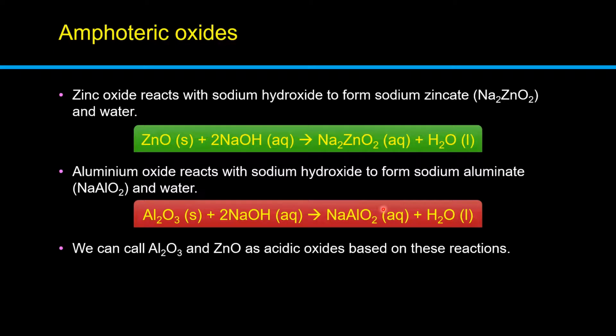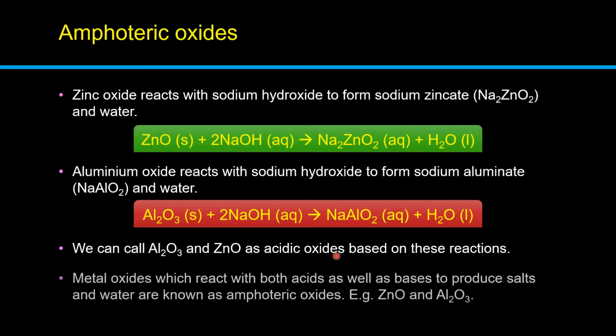So here in this case we can call aluminium oxide and zinc oxide acidic oxides also. Previously they had basic character. They were basic oxides. Metal oxides that react with both acids as well as bases to produce salt and water are called amphoteric oxides. Take for example zinc oxide and aluminium oxide.